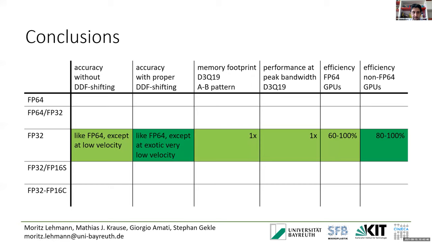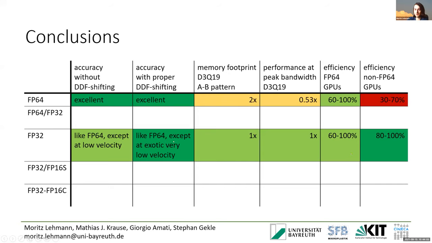Now to conclude the talk and to compare all the formats, the 32-bit format is very accurate. The memory footprint and performance, I've set them to 1x. The efficiency goes all the way up to 100% depending on the GPU. For 64-bit, the accuracy is excellent. Again, the same as 32-bit in most cases. Memory footprint is twice as much. Peak performance is halved. However, on gaming GPUs, the efficiency is terrible.